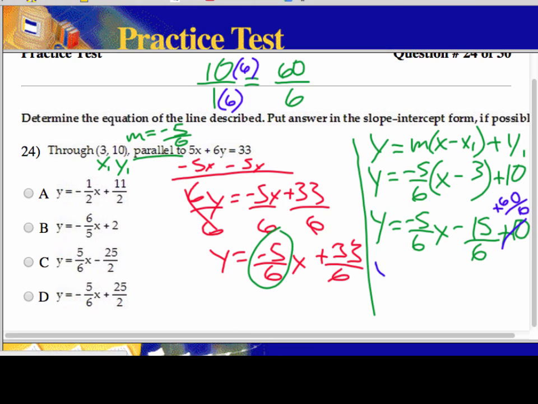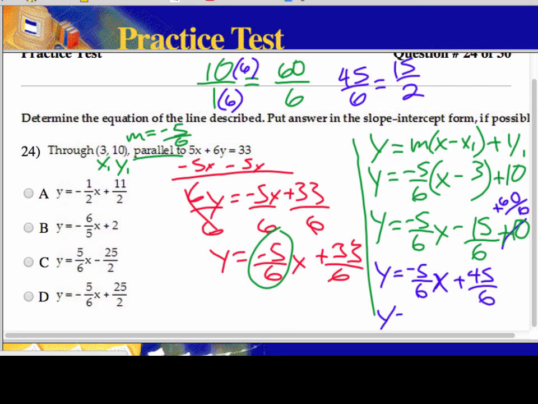And so when you add that up, you actually get y is equal to negative 5/6 x plus, oh wait, minus. So what is that? 60 minus 15 is plus 45 over 6. But as I look at the end, well, first of all, can I reduce 45 over 6? If you divide both the top and bottom by 3, this becomes 15 over 2. So it's really y is equal to negative 5/6 x plus 15 over 2.